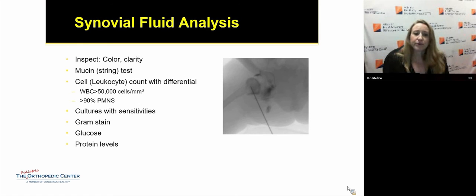We can look at the synovial fluid and inspect it for color and clarity, looking at the string test, how thick it is. Looking at the cell count is probably the most important: a white blood cell count over 50,000 and more than 90% PMNs. We can send it for cultures with sensitivities, get the Gram stain, and also look at the levels of glucose and protein.